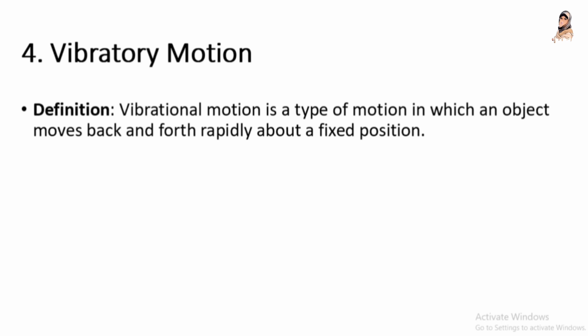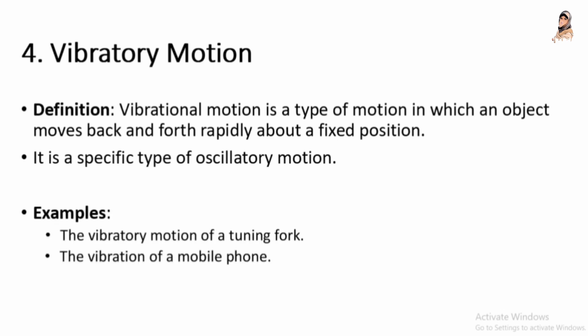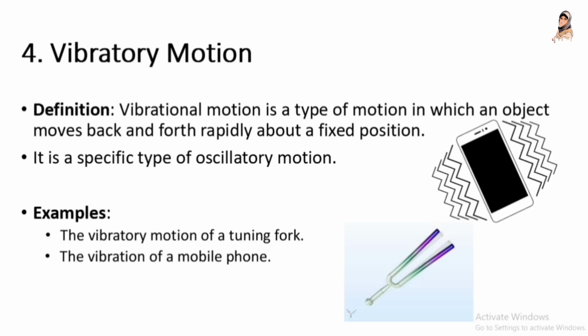Now, the fourth and the last type of the motion is vibratory motion. Vibratory motion is a type of motion in which an object moves back and forth rapidly about a fixed position. It is a specific type of oscillatory motion. For example, the vibratory motion of a tuning fork and the vibration of a mobile phone. So these are the types of motion.